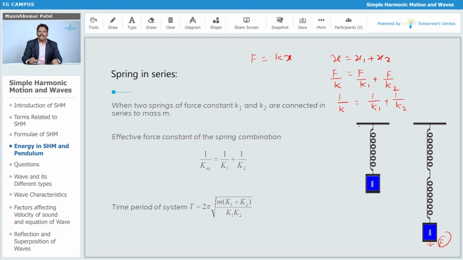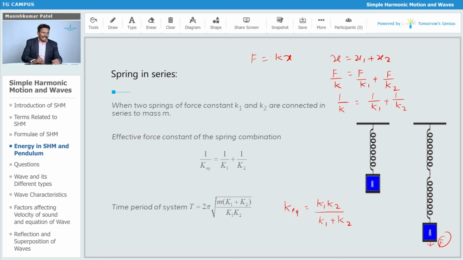So 1 by k is equal to 1 by k1 plus 1 by k2, and the same thing we have just put over here. So T is equal to 2π in bracket m upon k. This k equivalent you can write as k1 k2 upon k1 plus k2. Just put this value over here, and it will give you the time period of the system T when the springs are in series. So this is the expression which we have got when the springs are in series.